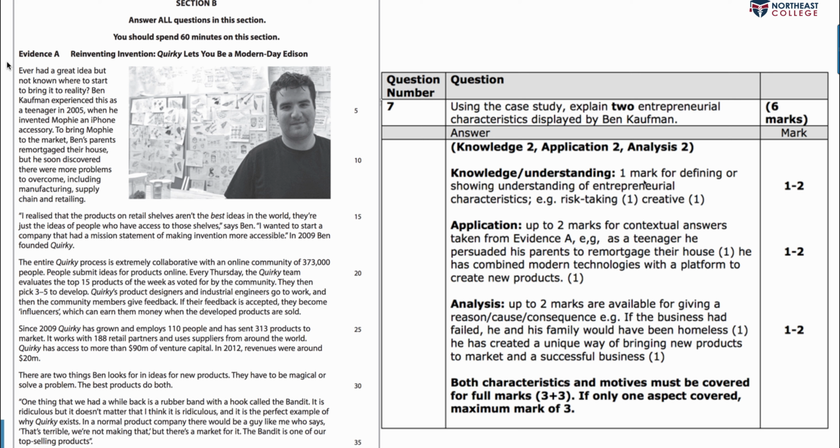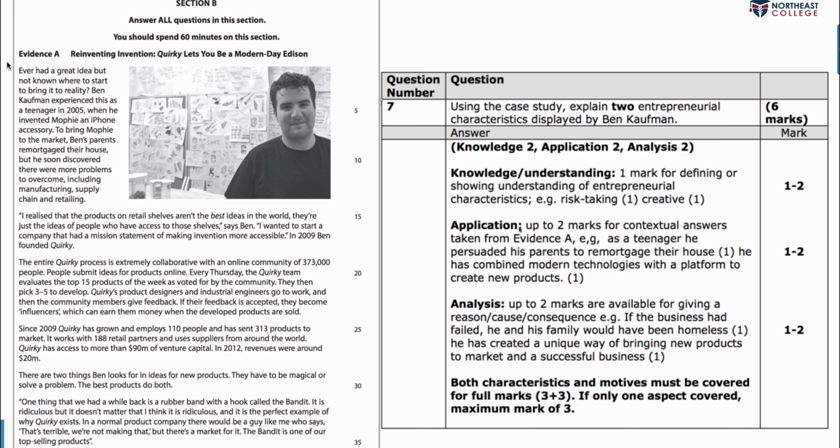Knowledge. So knowledge area, what are you talking about? They say entrepreneur. Basically you want to explain what an entrepreneur is. So a mark for defining or showing understanding of entrepreneurial characteristics will give you 2 marks. For instance, risk taking is 1, and creativity is the second one. So you want to explain it: an entrepreneur is somebody that is a risk taker, and they also have the ability to be creative. You want to explain that further. That will give you 2 marks there.